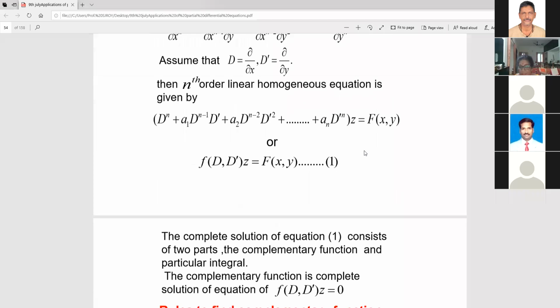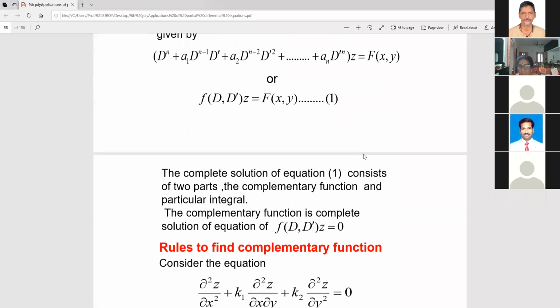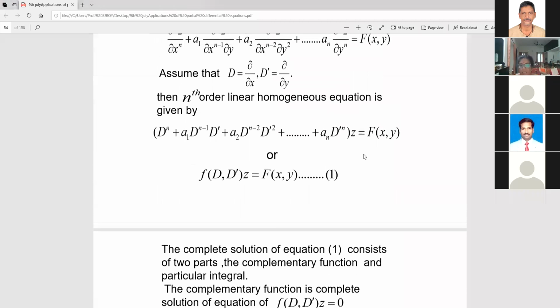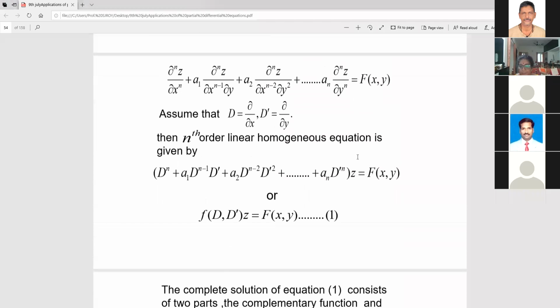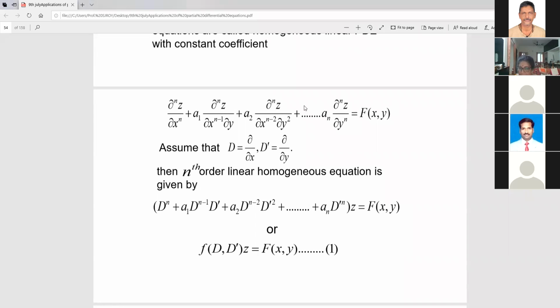Once you have this homogeneous equation, we are seeking the solution of this type of equation. We'll be finding complete solutions for this. Let me introduce once again: if you have this equation, how to solve it? Whenever you are finding the complete solution or complete integral, we need to find the complementary function and particular integral, like what we have done in ODE, exactly the same. We'll be applying the same technique, but here we are taking the linear factors.